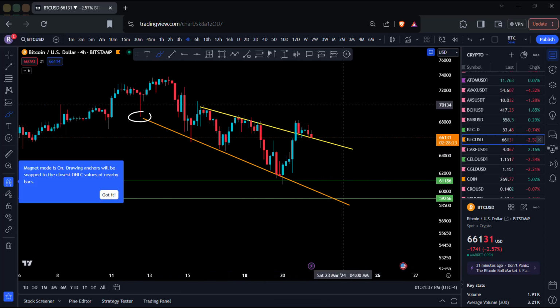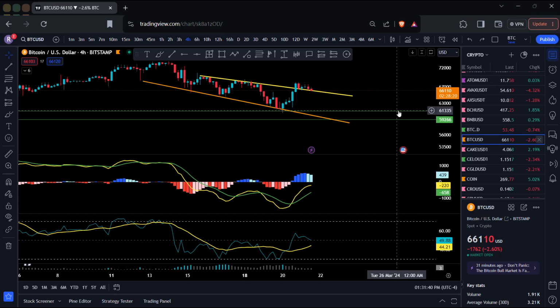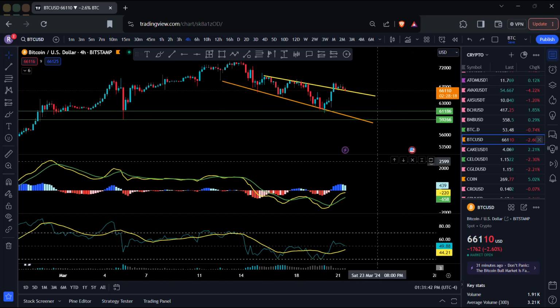Now, what's going to help you understand if that happens is, once again, the indicators.